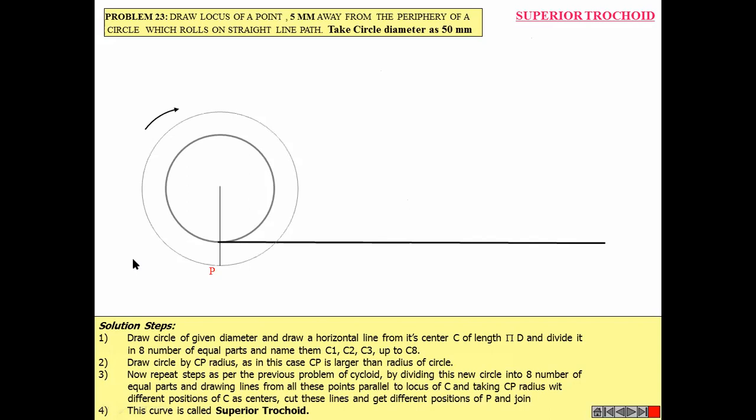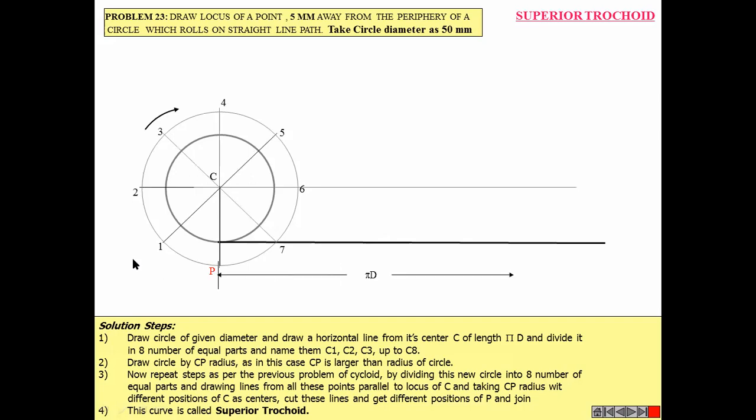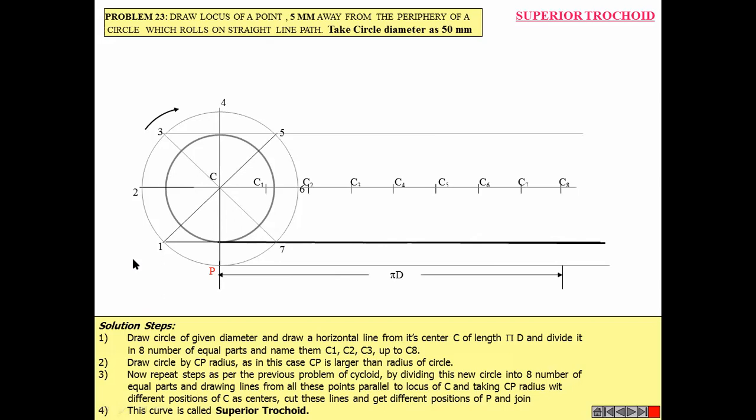Now what we will do, we will give one imaginary circle to that point P, and again we will divide it equally. We will give them names, draw a horizontal line from the center as well as draw horizontal lines from all the points on the circle. First of all, we will divide this horizontal center line. Then we'll draw horizontal lines.